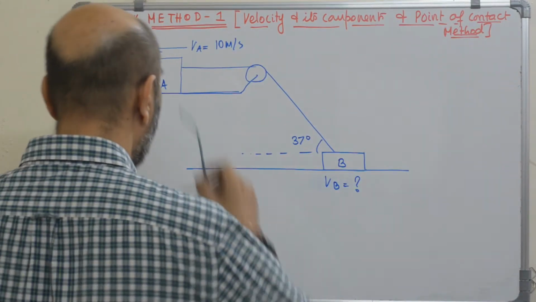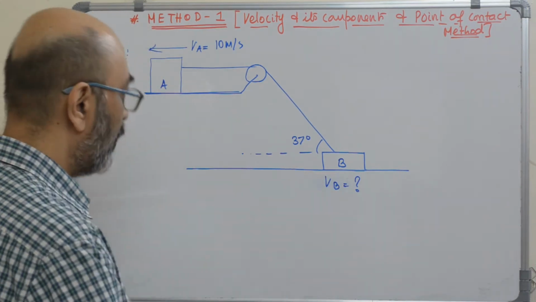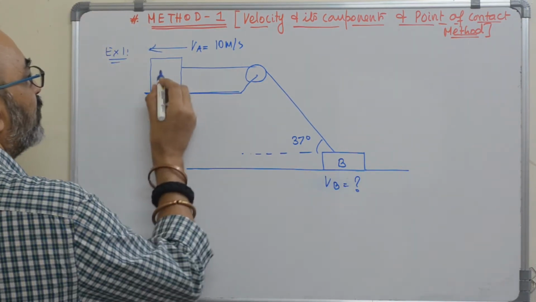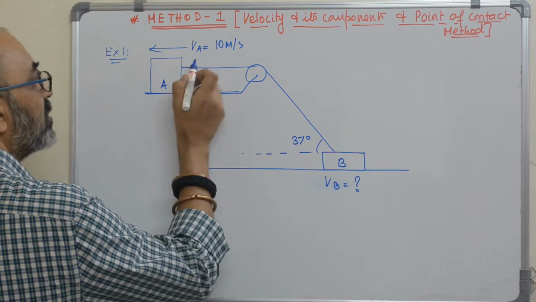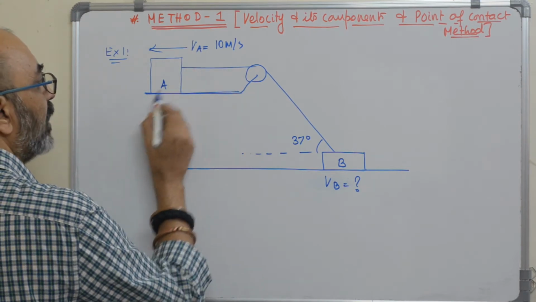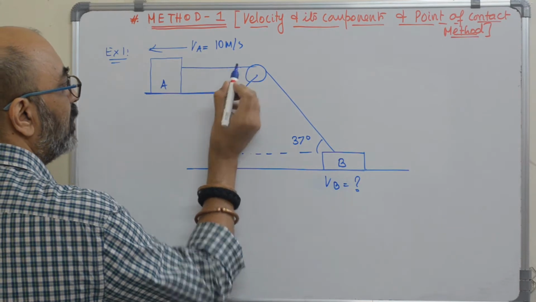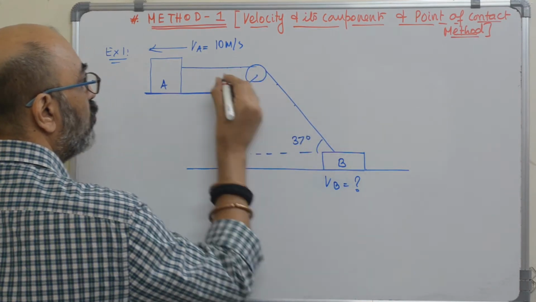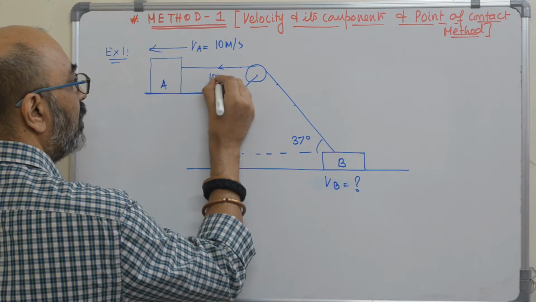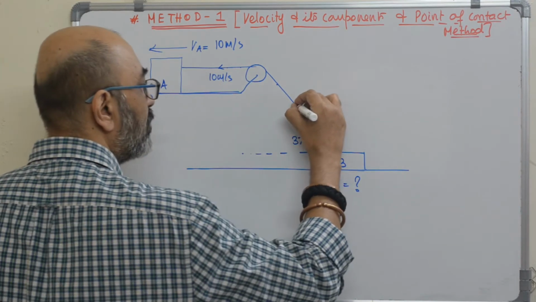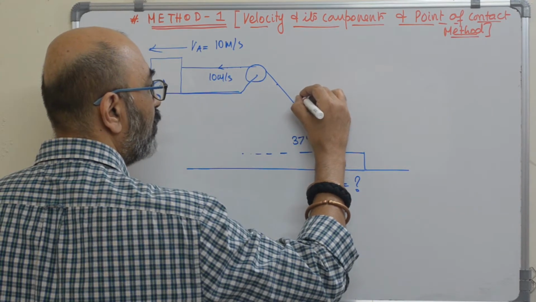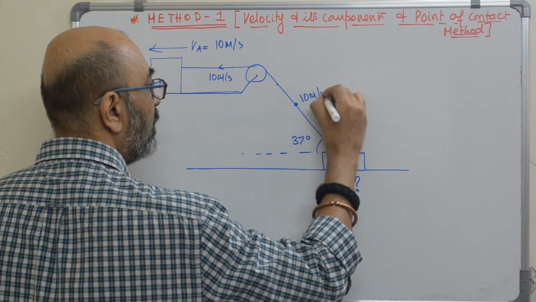So we have to find the velocity of body B. Now as far as the block is concerned, this block is moving with a speed of 10 meter per second and the string is connected to the block. So each and every point of the string is going to be moving with a speed of 10 meter per second. So the string over here moves with a speed of 10 meter per second.